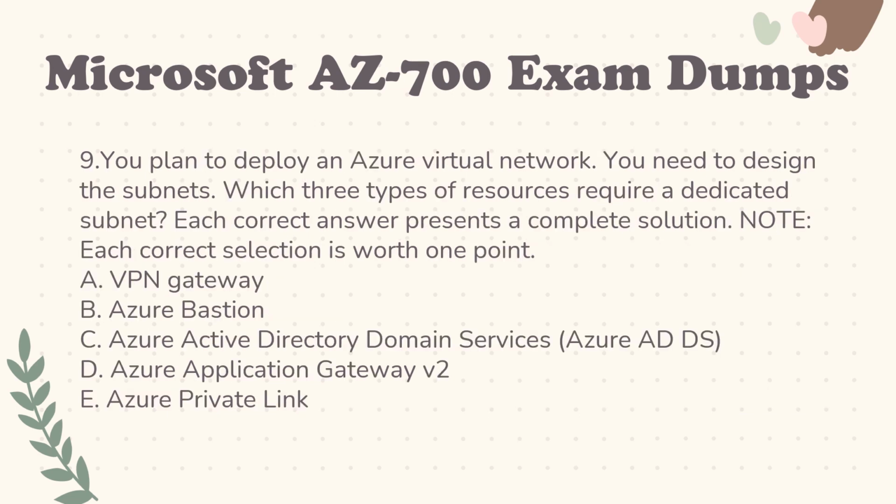9. You plan to deploy an Azure virtual network. You need to design the subnets. Which 3 types of resources require a dedicated subnet? Each correct answer presents a complete solution. Note: each correct selection is worth 1 point. A. VPN gateway. B. Azure Bastion. C. Azure Active Directory Domain Services, Azure ADDS. D. Azure Application Gateway v2. E. Azure Private Link.